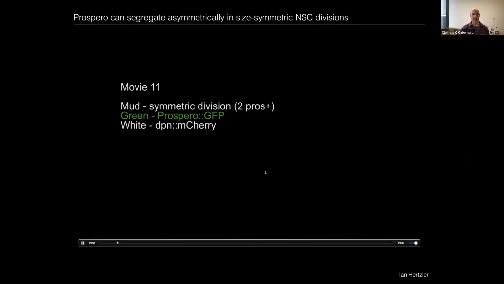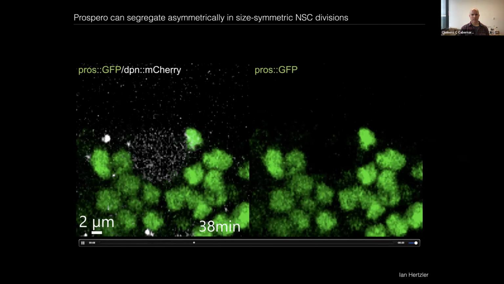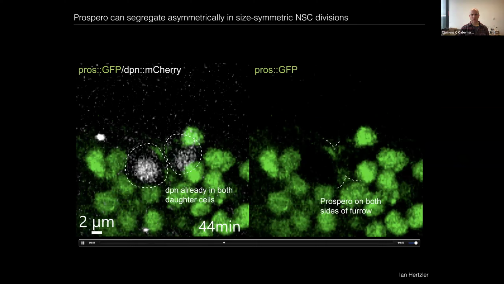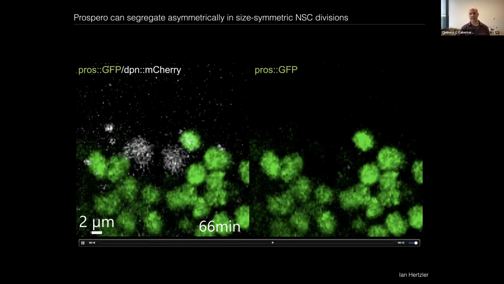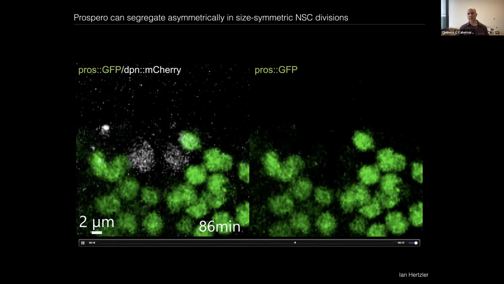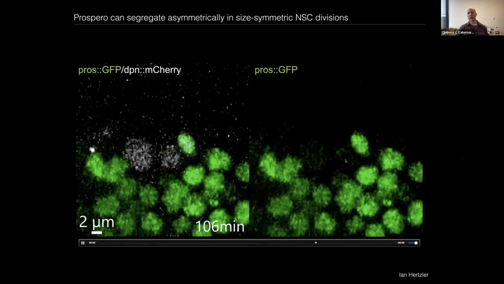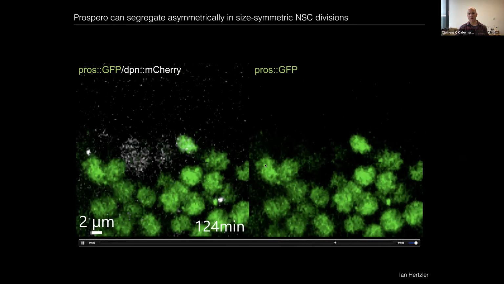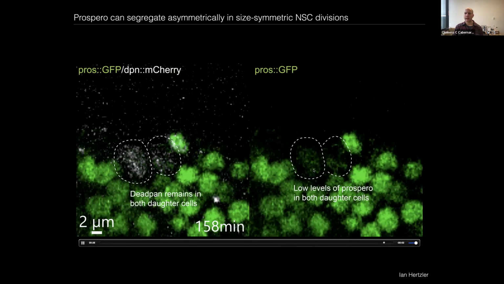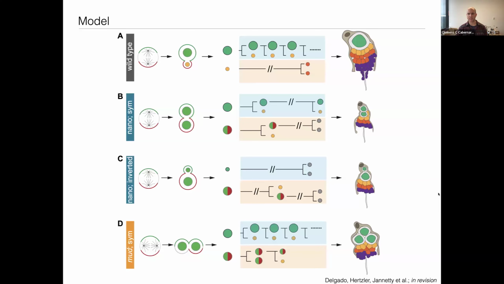And we also find cases like this one here. This is another example of a symmetric division where a neuroblast divides symmetrically by size, as shown here, so ending up with two equal-sized sibling cells. Prospero looks like it's segregating symmetrically, and then in this case, we have weak Prospero, very low levels in both these nuclei, indicating that they either don't have enough Prospero compared to wild type, or they still have levels that differ from the actual wild type case.